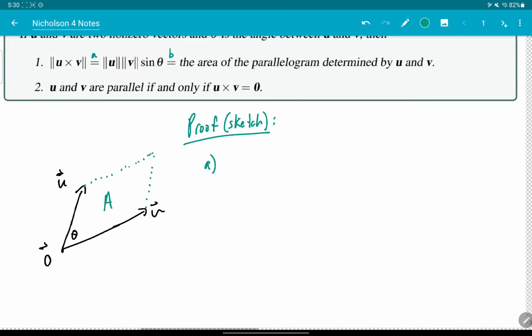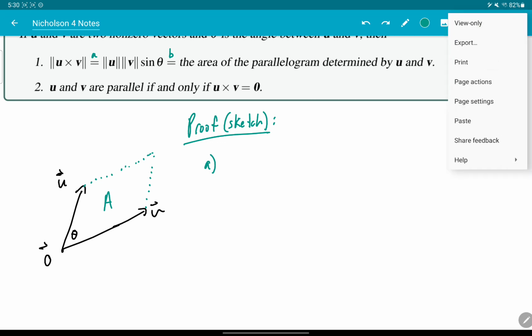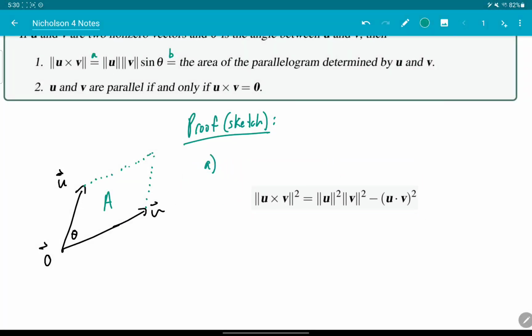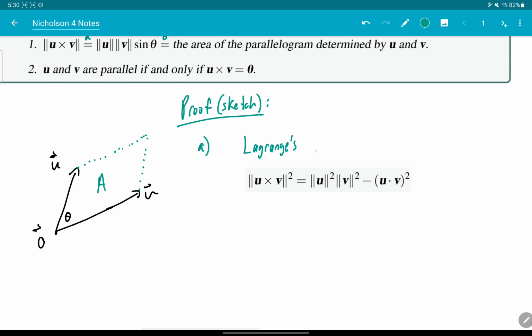Now, how is this established, this equal sign here? Well, I'm going to cheat a little bit. I'm going to say, well, we have something called Lagrange's identity. Now, the proof of this, I would say brute force. It's not very pleasant. It's an exercise in the textbook.